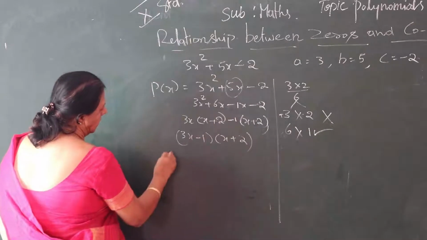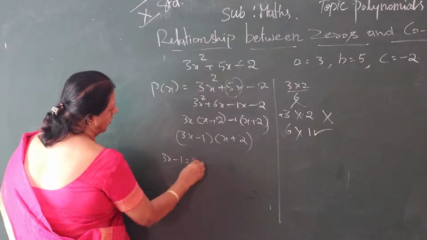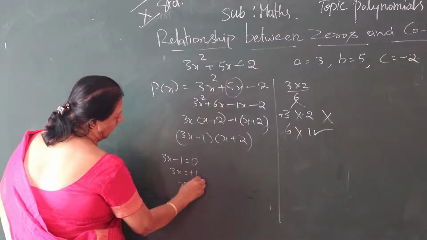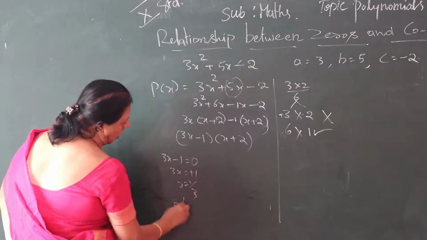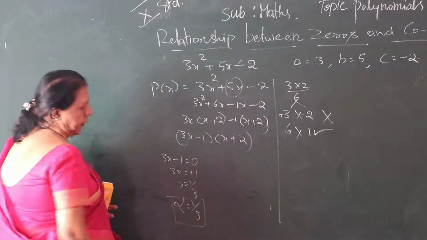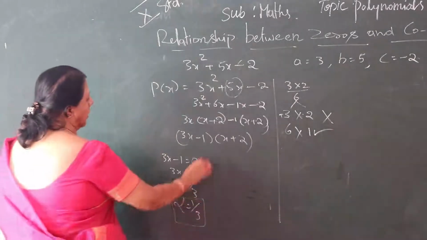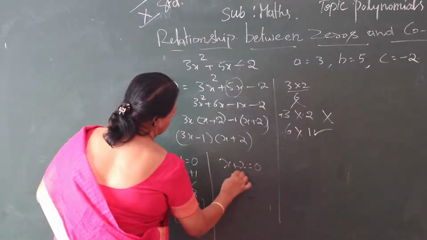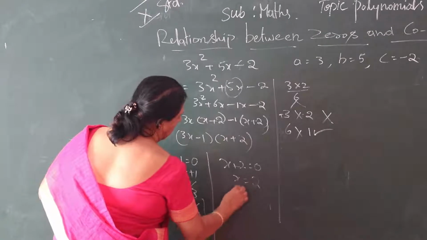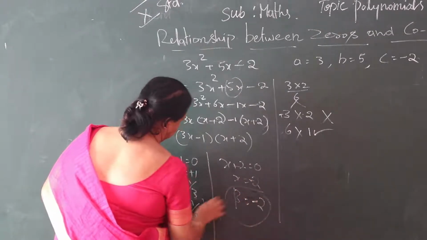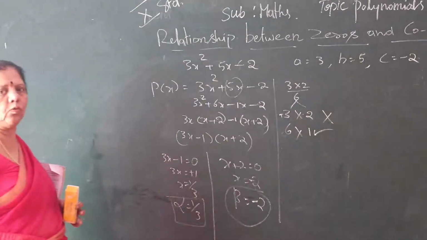Now once again, 3x minus 1 is equal to 0, 3x is equal to plus 1, x is equal to 1 by 3. This is alpha is equal to 1 by 3. You are getting. Okay children. So now the next one. x plus 2 is equal to 0. x is equal to minus 2. Beta is equal to minus 2. See, you are getting these two values.